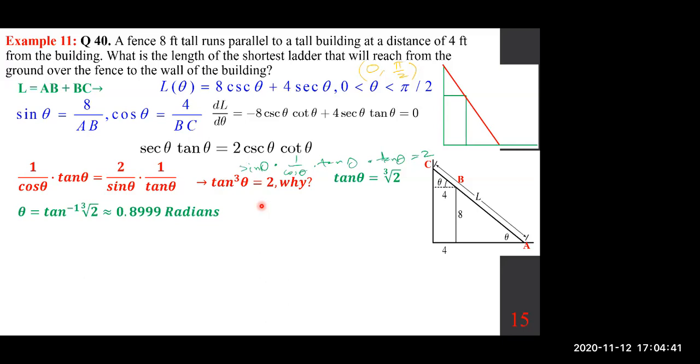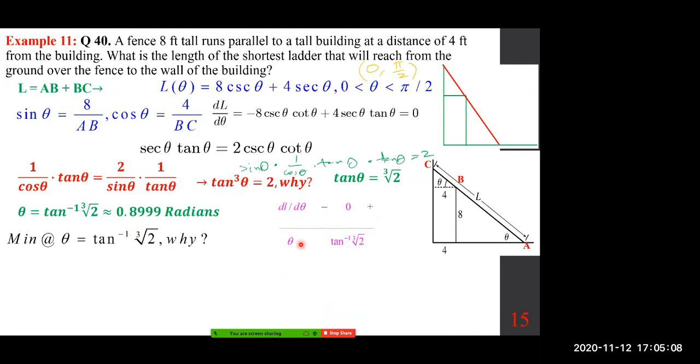Now, we can do the first or the second derivative test. I hope you see that the first derivative is difficult enough, so we don't want to go with the second derivative. So we do the first derivative test as follows. The minimum is happening at tan inverse of cube root of 2, which we found to be 0.9 radians. Why is that? If you do the first derivative test, dL d theta, when theta is tan inverse of cube root of 2, roughly 0.9 radians, becomes 0.